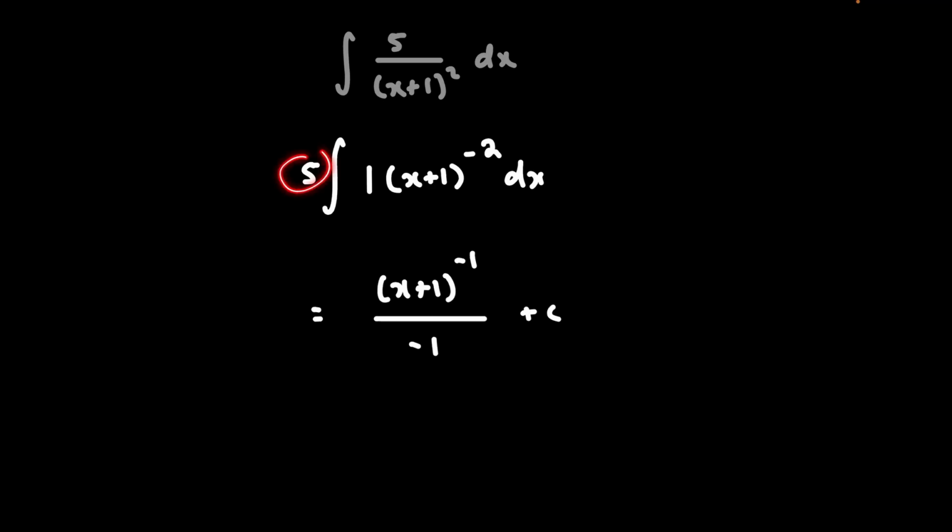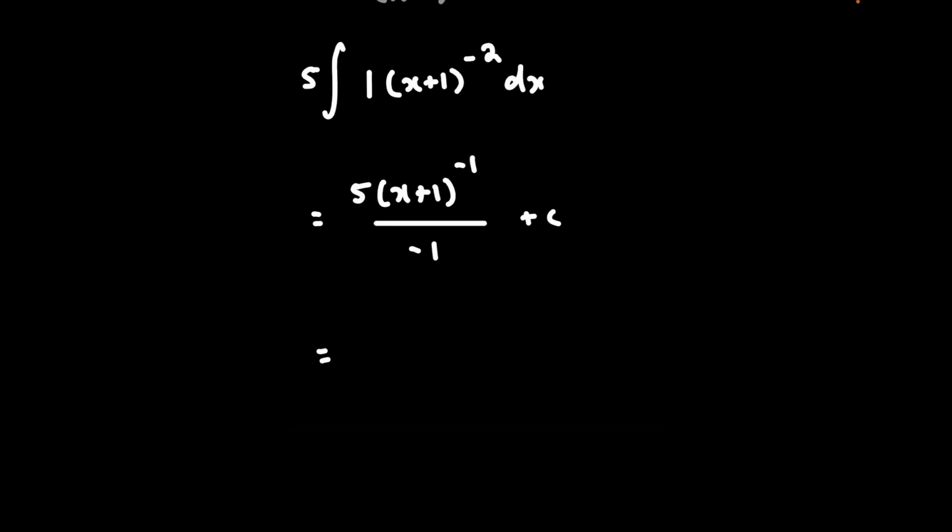But don't forget, we have to times by the 5. So simplifying this out so it's back to positive exponents, we will have 5, or in this case negative 5, divided by x plus 1 plus the constant of integration c.